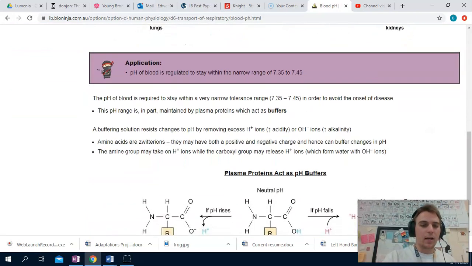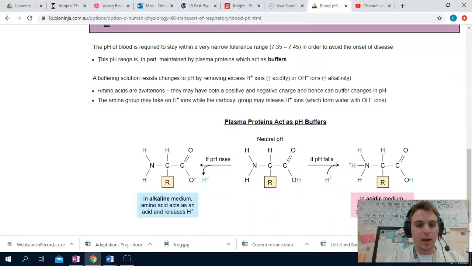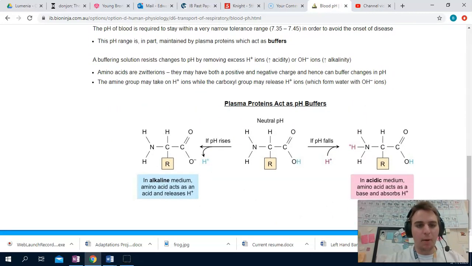Now it is regulated to stay within the range of 7.35 to 7.45. For us to maintain everything being okay, human blood has a very narrow tolerance range, 0.1 pH. It is regulated in part by the lungs and kidneys, but it really is very heavily maintained by plasma proteins acting as buffers to make sure that our blood does not too rapidly change in its acidity, in its pH.